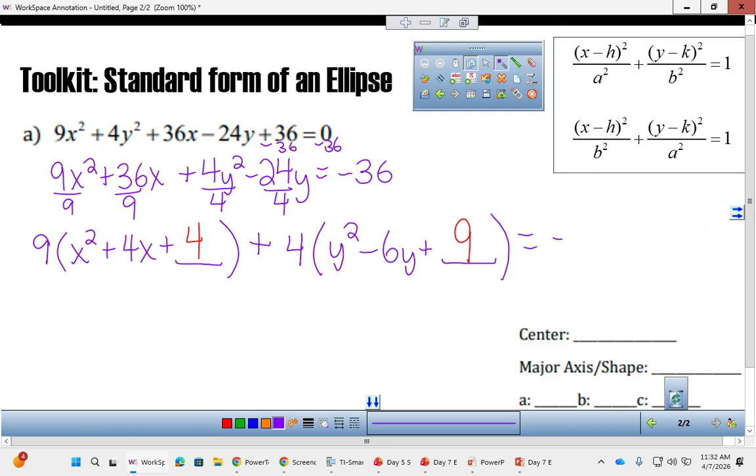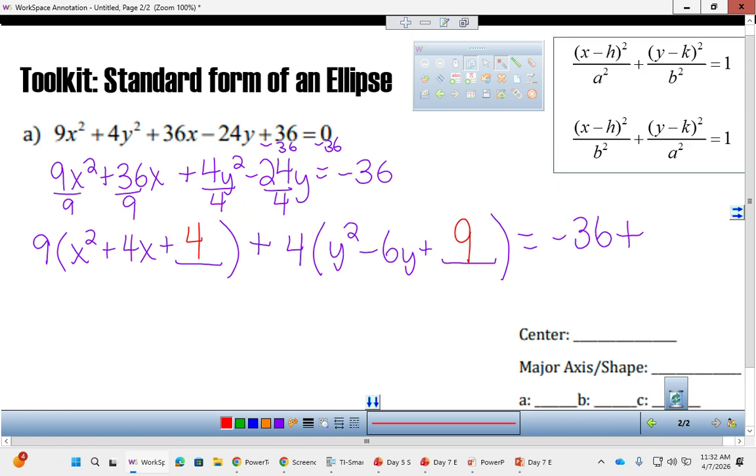On the other side of the equation, we have a negative 36. But remember, if you add these two numbers to the equation, like this 4 and this 9 weren't part of the equation, I just threw them in there. So if I'm just going to throw them in there on the left, I have to do it on the right too. But here's the tricky part. It's not really a 4. Any guesses on what it actually is?